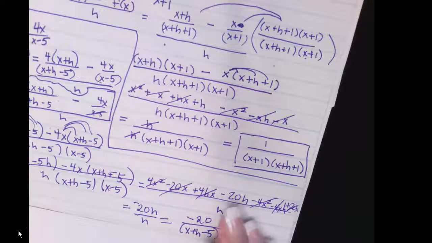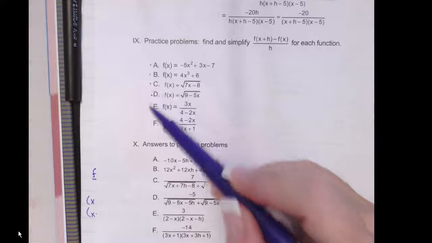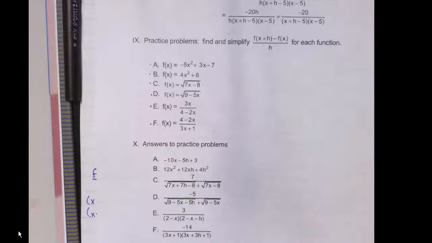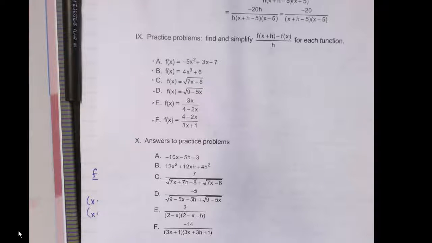And that's it. So your homework, so that you can practice this, is given on this worksheet. You've got 1, 2, 3, 4, 5, 6 problems. Find and simplify the difference quotient for each function, and the solutions are given. So you just need to be able to do the work until you can reach the solution and check your answers. And we will probably have a different video working these out, or maybe take questions in class.